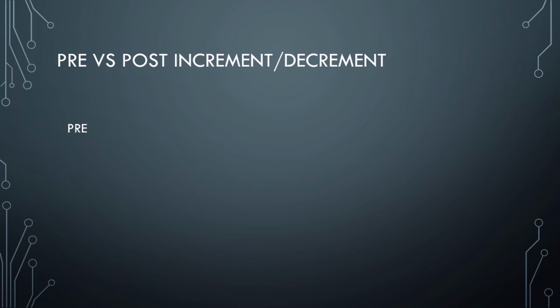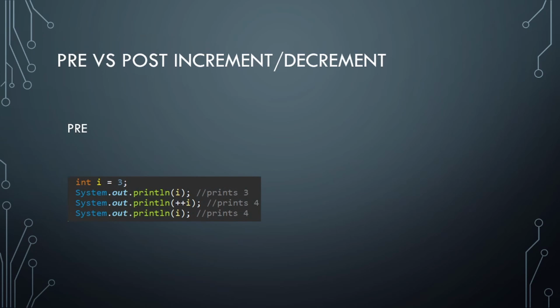So in the pre situation, let's say I have a variable i, and we set it to 3. I want to print out that variable, and I'll get 3. Now I want to print out ++i, and I'll get 4. And why do I get that 4? Well, I'm basically saying, hey, I have 1 plus i, or 1 plus the variable that I have at this situation. I want to add that together, and then I want to give you the value at i.